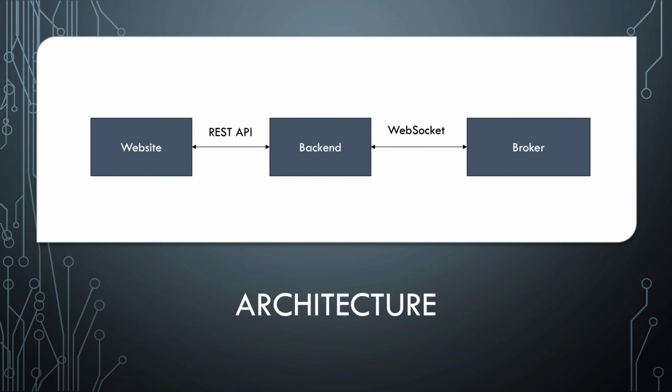This is what the architecture looks like. There's a website that the customer logs into and interacts with. Your backend exposes a REST API to process requests from the website. And finally, your backend connects with the broker using a WebSocket connection.